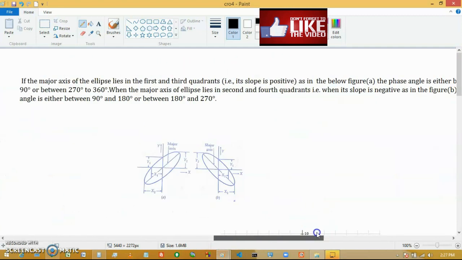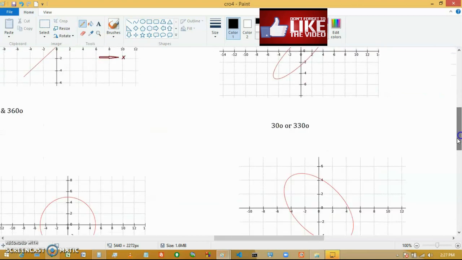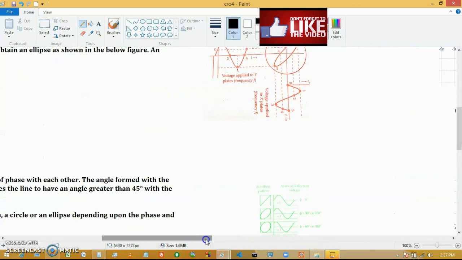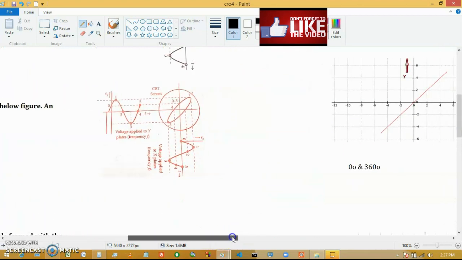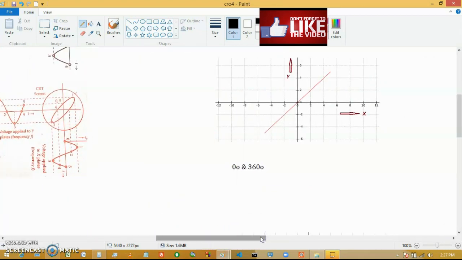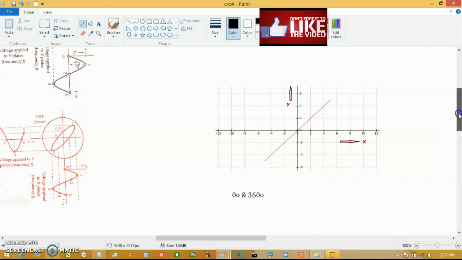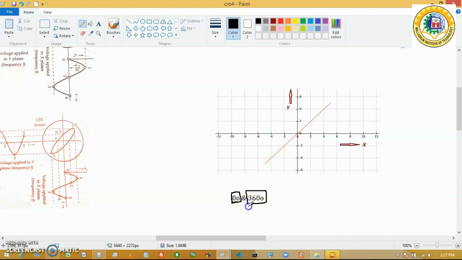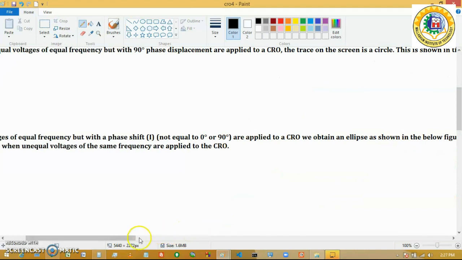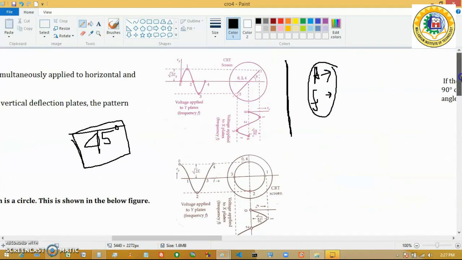I have said that whenever a straight line is being generated, here also I have plotted different patterns. Sorry, this is not 45 degree. I have mistakenly said that. The phase difference between them is either 0 degree or 360 degree. In that case we are getting a straight line. Now how we are getting a straight line, that is what we want to discuss. So this is not 45 degree.